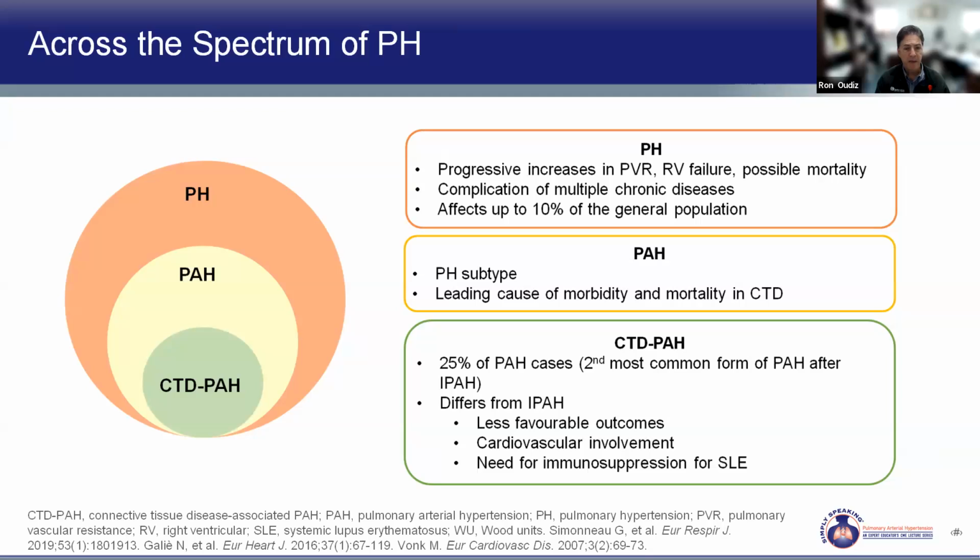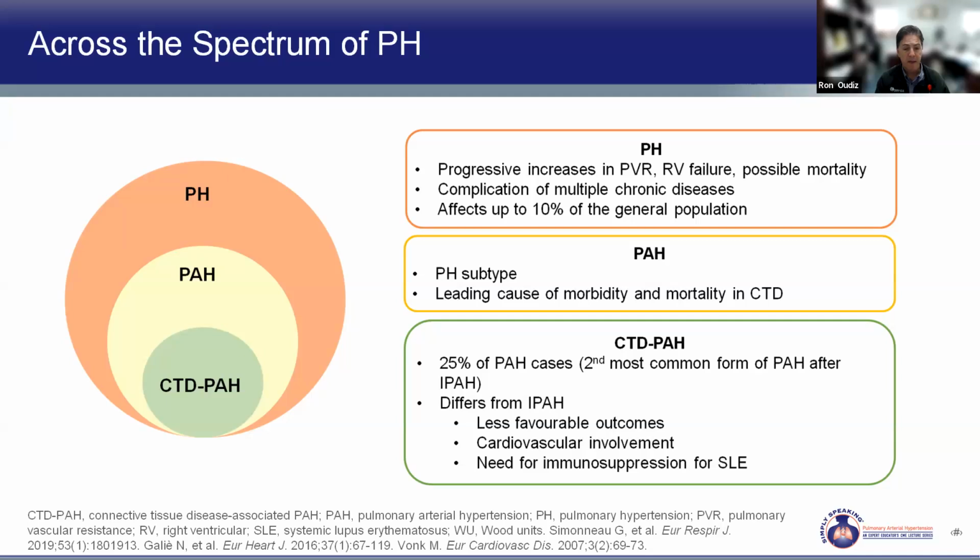So reminder here that PH is the broader group of patients that include all groups 1 through 5. It increases PVR, it increases mortality, the complication of multiple chronic diseases, and can affect up to 10% of the general population, given the fact that it can be across the lines of left-sided heart disease and ILD and CTEPH, et cetera. And we know PAH is a subtype and has particularly worse morbidity and mortality than PH in general, usually. And in particular, when you have CTD, that adds another risk factor. That's why you get an extra point for that non-modifiable risk factor with REVEAL.